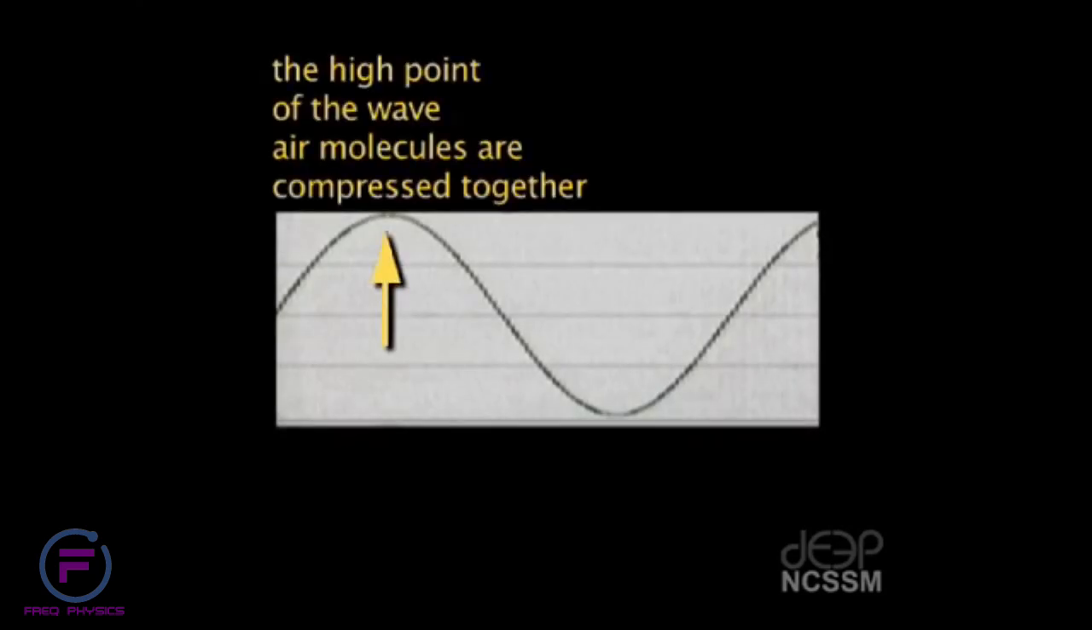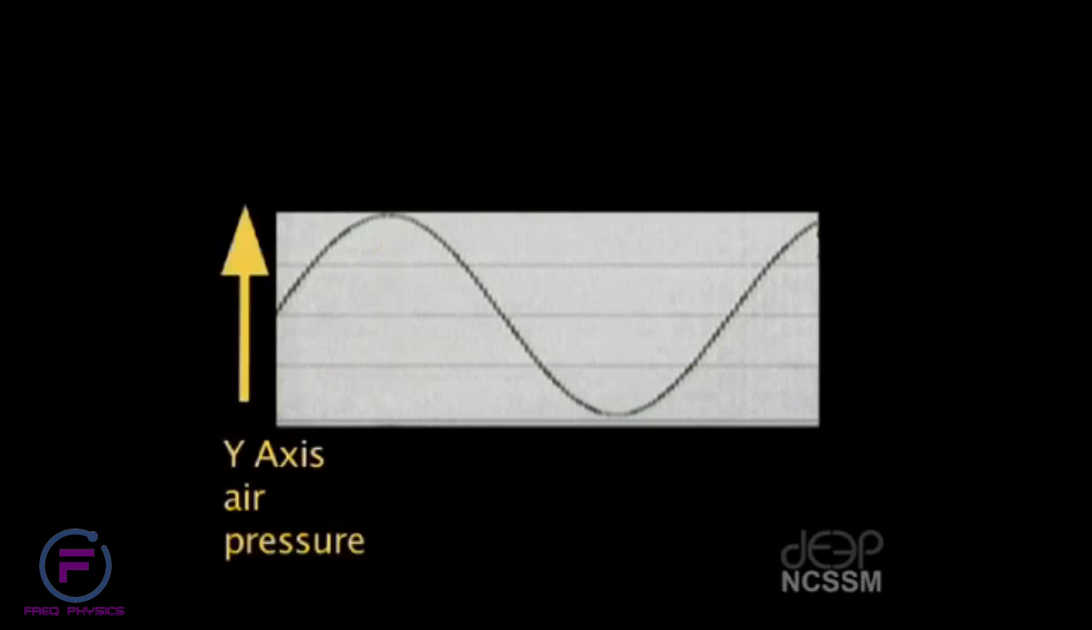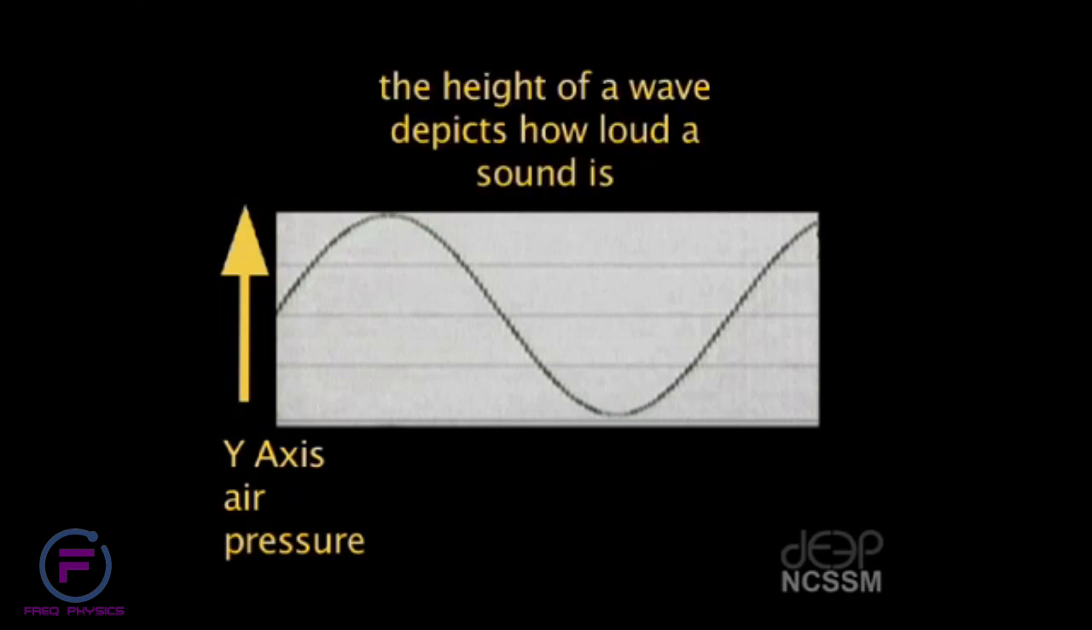The high point of the wave represents the place that air molecules are compressed together. The low point in the wave represents the place where they are spaced apart. The y-axis is air pressure. The height of a wave depicts how loud the sound is.